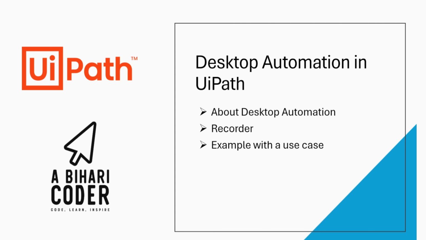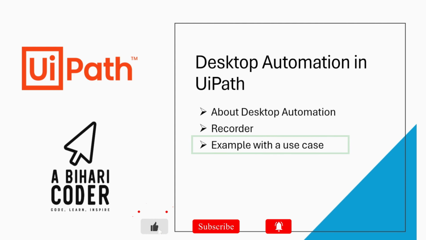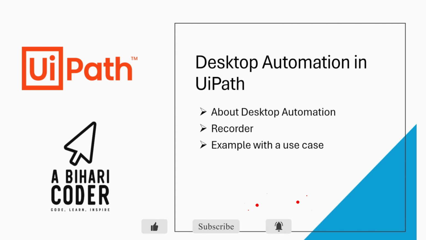In this session, we will go through desktop automation in UiPath and we will cover what is desktop automation. We will be using a recorder and then we will also see an example with a use case. As in the previous session, we have seen how to automate a web application. In the same way, we can automate any desktop application. So suppose that you have a CRM application or SAP or any other desktop application. You can automate it through UiPath.